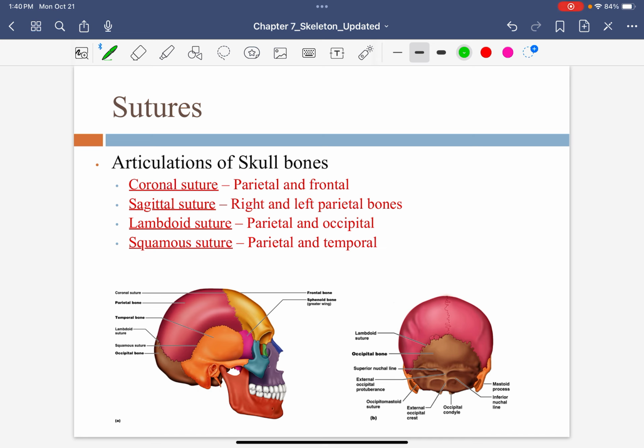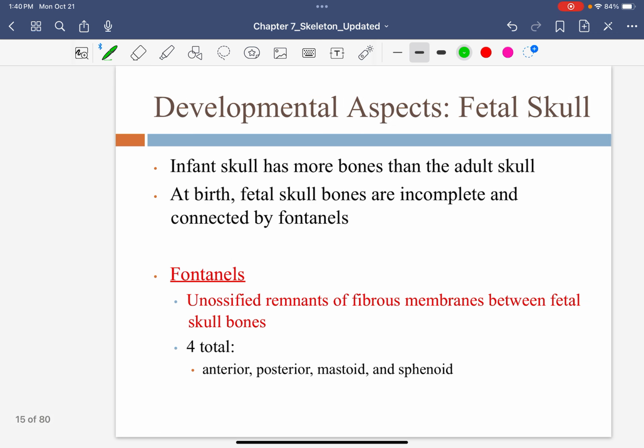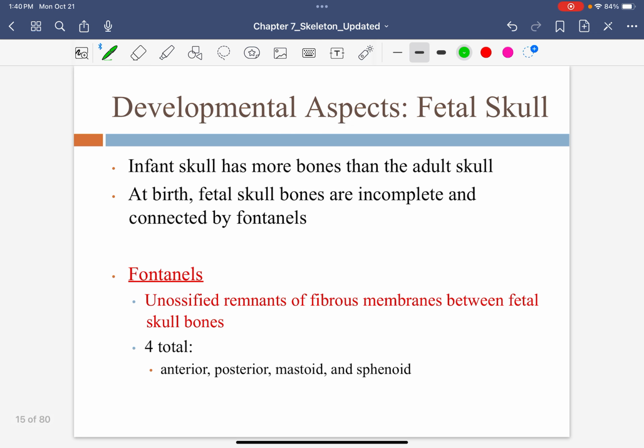Make sure that you know the sutures. This will be a review from lab. Now we'll talk briefly about the fontanelles. We didn't talk about this in lab, we skipped it, but for lecture, I do want to talk about it. The fontanelles are the soft spots.